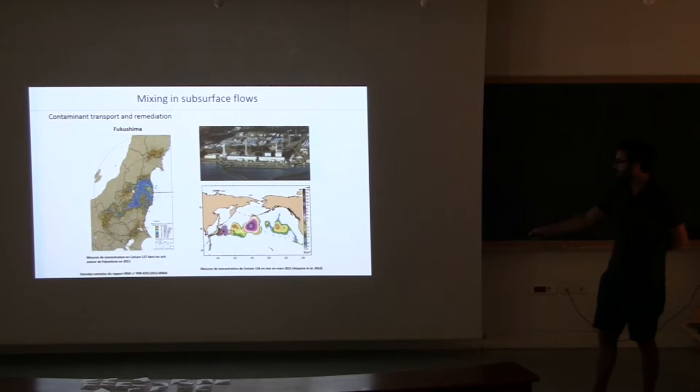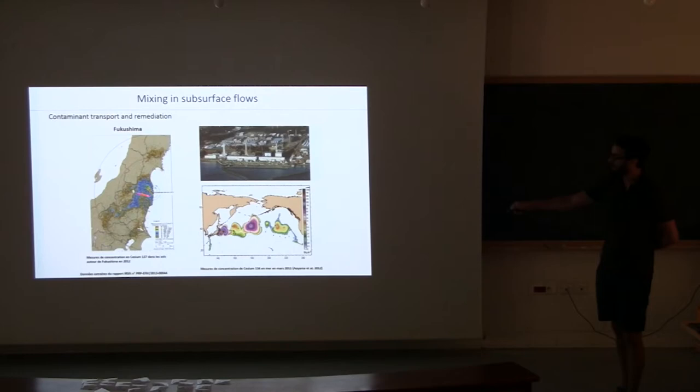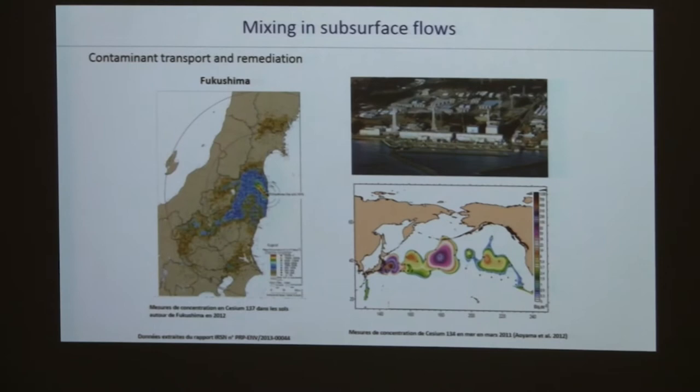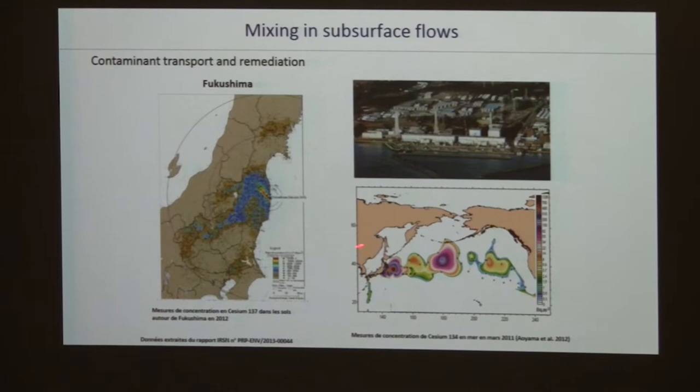And another transport problem is here in the ocean. So this is a map of concentration of cesium 134 in the oceans. Where we see that what is leaking here from the aquifer to the ocean is then transported over quite long distances. And again, knowing what is the concentration here of this solute in the ocean as it gets transported in this turbulent field is also another mixing problem.